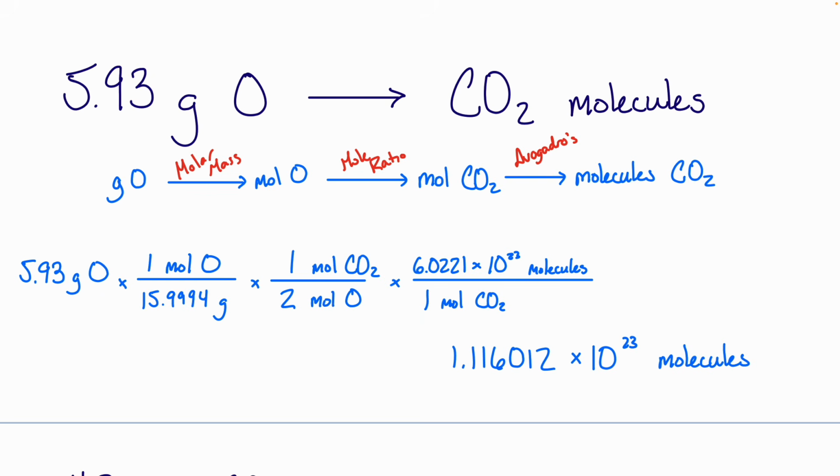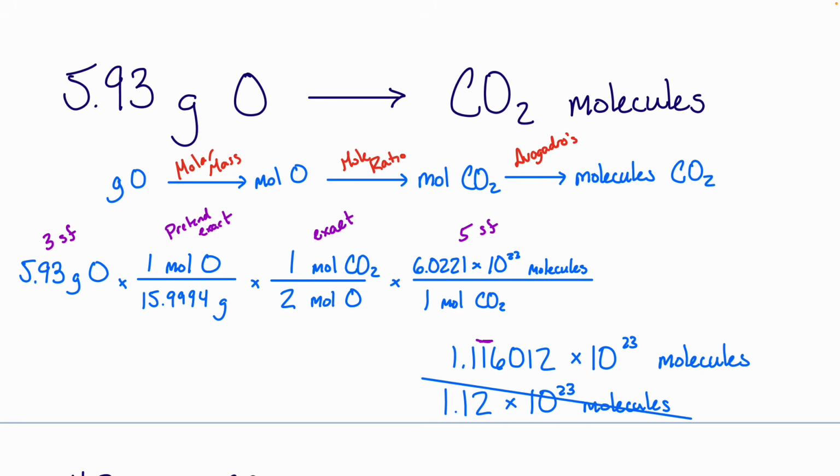All right, rounding that to our correct number of sig figs. My original measurement here has 3. Molar masses, we said we're going to pretend are exact. Mole ratios are actually exact. We do have to consider the 5 sig figs in our Avogadro's number, but my fewest number here is 3. So my final answer is 1.12 times 10 to the 23 molecules of carbon dioxide. And again, that last example utilized all 3 of these conversion factors that we learned how to build today.